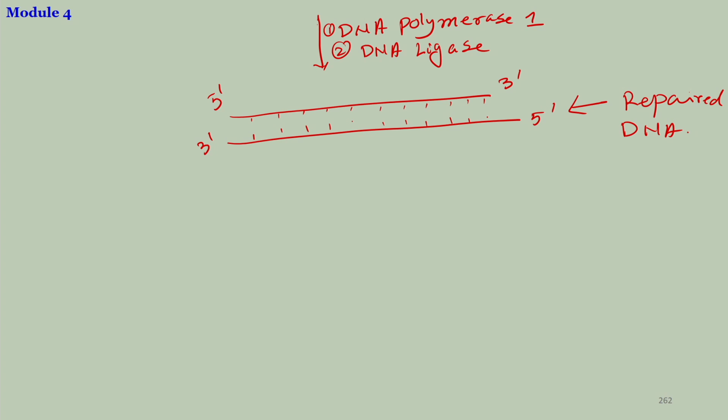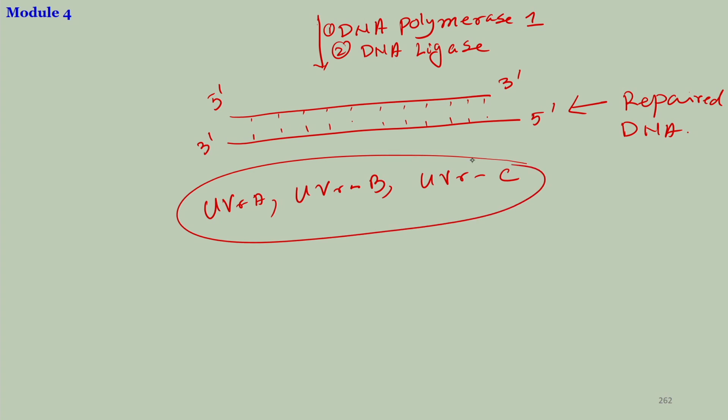Some of the examples of the nucleotide excision repair enzymes are, I will give you some names: UVRA. You do not have to remember the names. B, UVR, UV repair, basically. These are some of the enzymes that are involved in the nucleotide excision repair. The third category is mismatch repair.